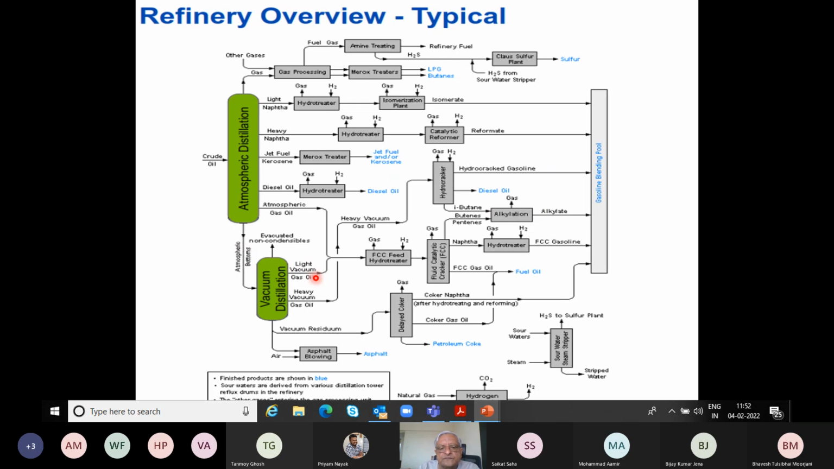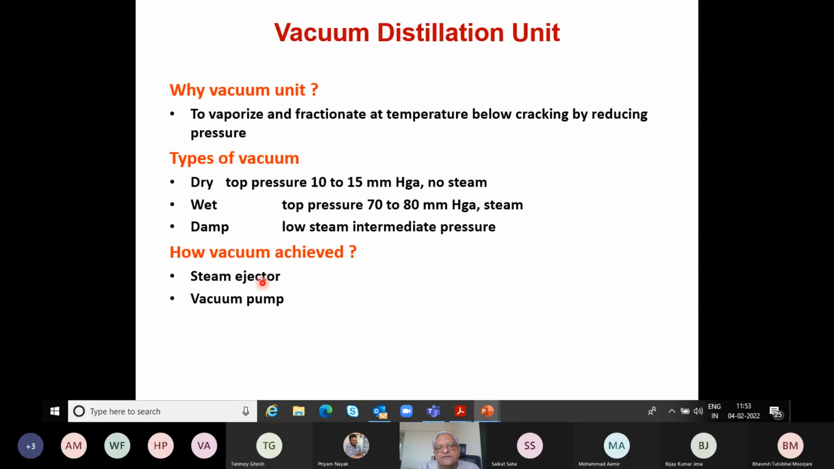We can figure out what to do with that in order to make useful products, and that is actually done in the vacuum distillation column. The name is derived from the fact that this column is operating under vacuum, and it is pretty high vacuum.